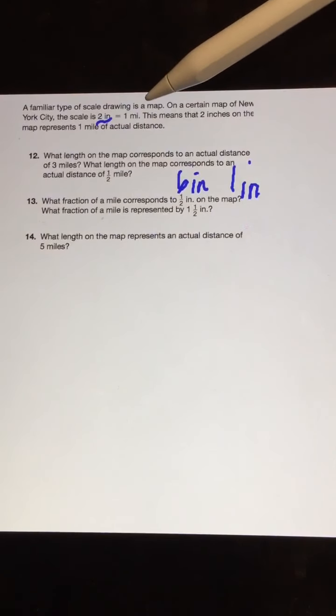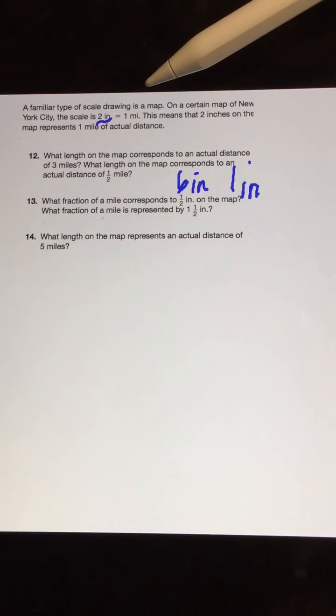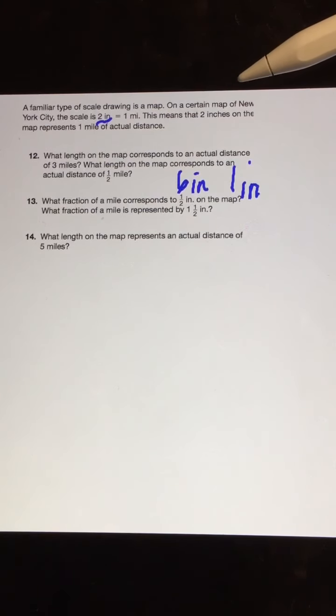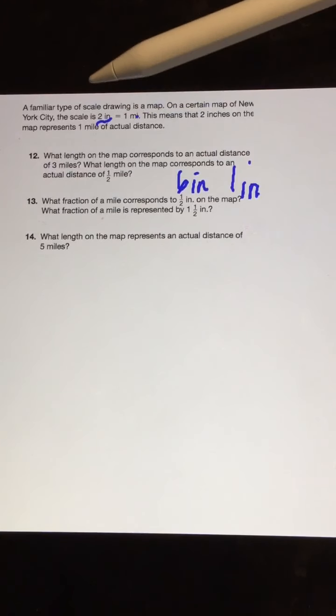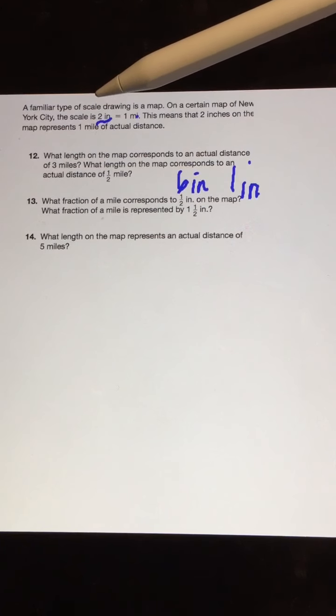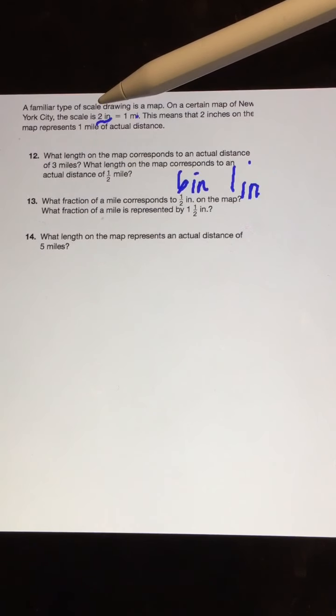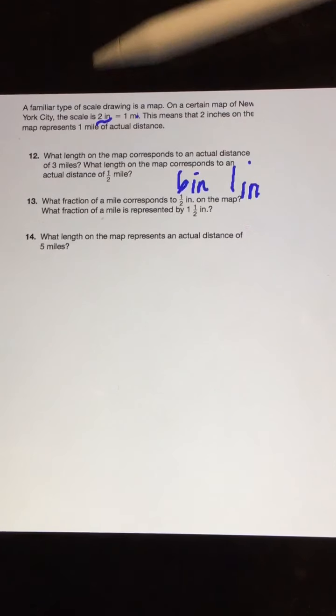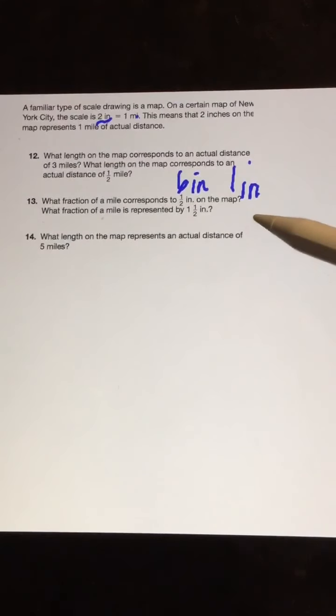All right, now for number 13. What fraction of a mile corresponds to half an inch on the map? So we have 2 inches in 1 mile, right? Then we would have a fourth of a mile that would correspond to half of an inch, because 2 inches equals 1 mile. So half of an inch, well, 1 inch is half of a mile, and then half of that again is a fourth mile.